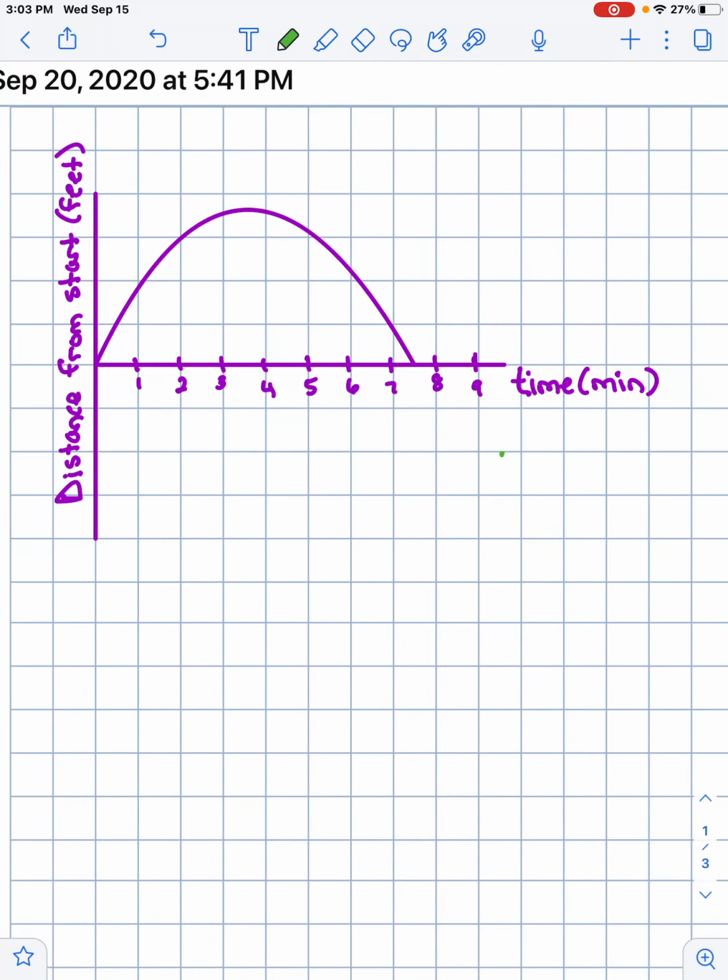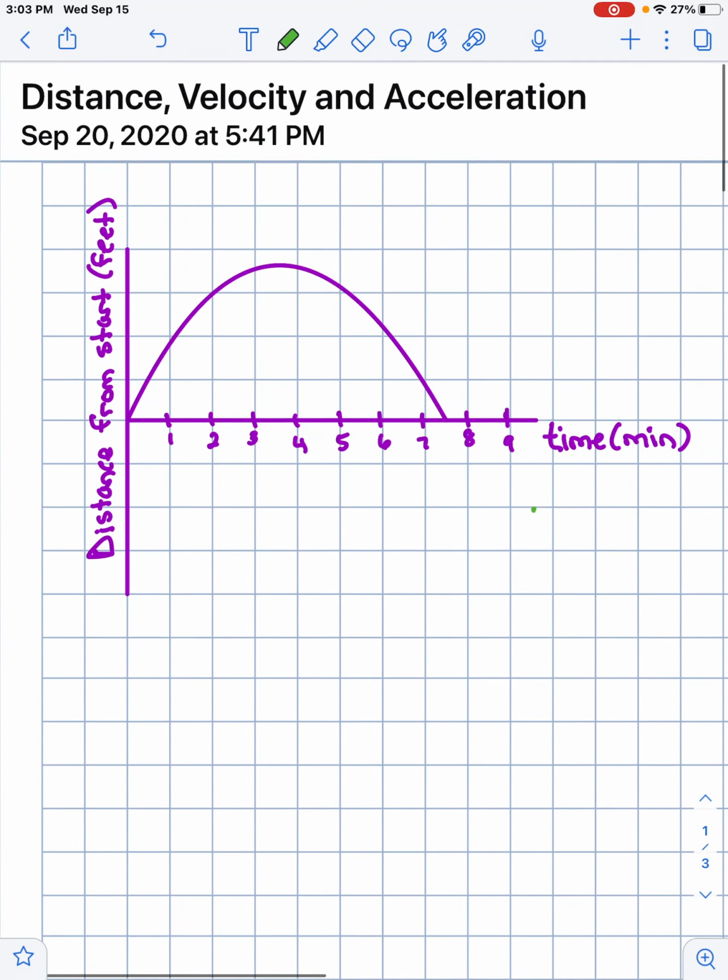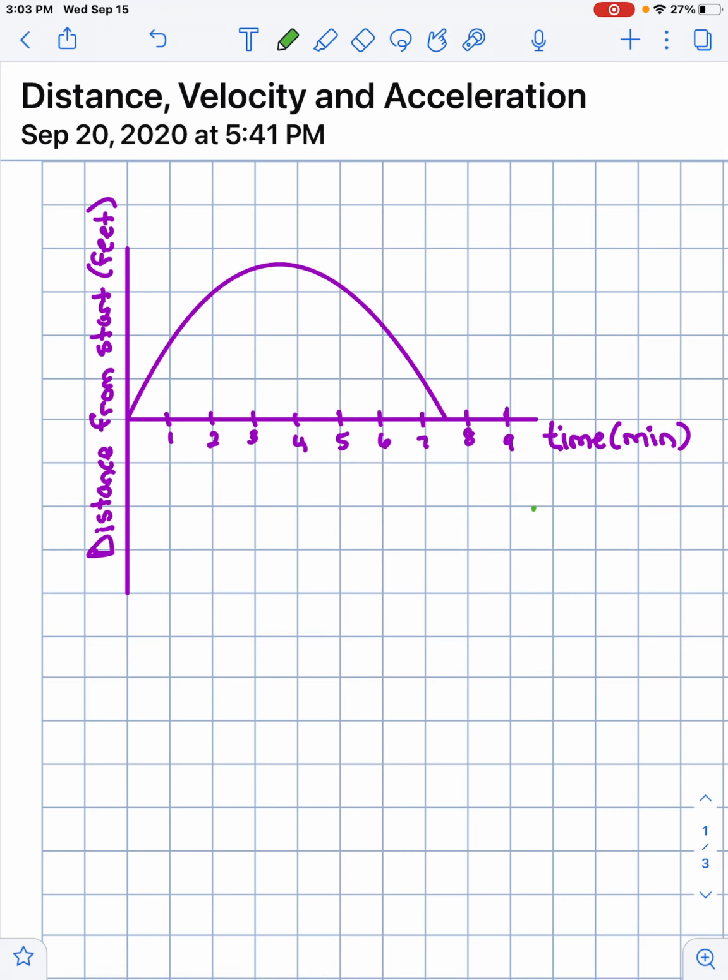In this video, we're going to talk about two different ideas that go together: distance, velocity, and acceleration, as well as higher order derivatives. The two go hand in hand. So I have this graph. It has really no context. I don't have a story behind it other than we're tracking the position of something from the start.